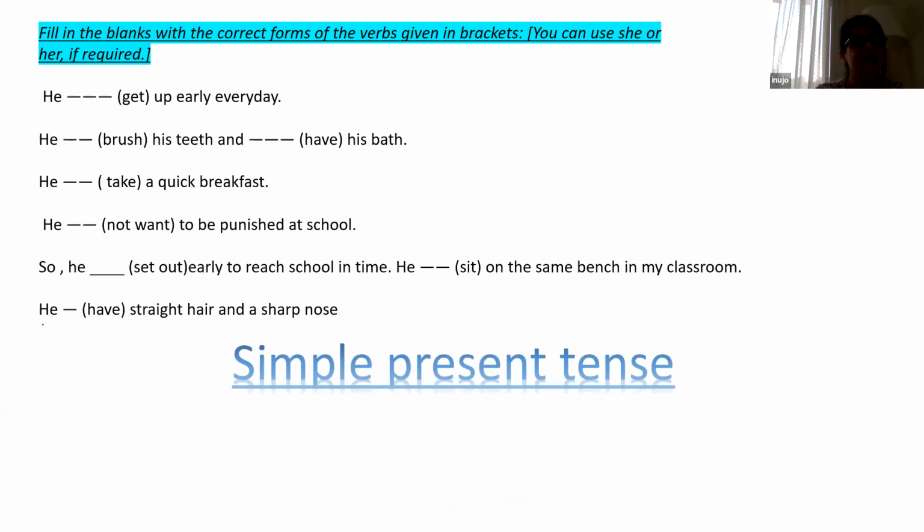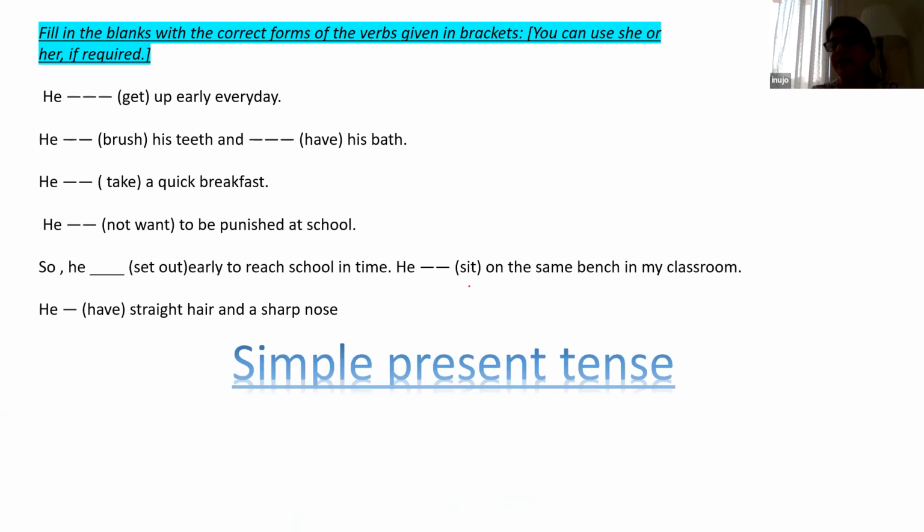He doesn't want to be punished at school. He does not want to be punished at school. Does not. Simple present tense. Do is your verb. Does not. Okay. So next one. He sets out early to reach school in time.